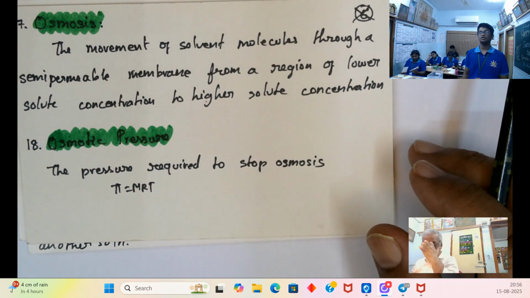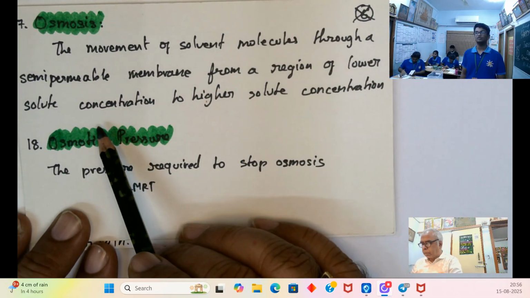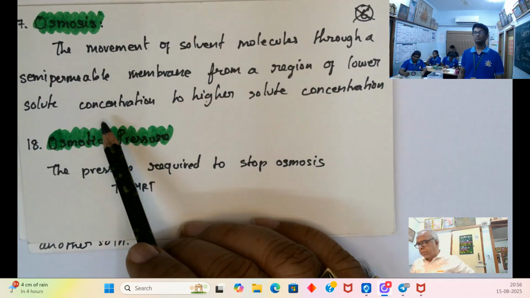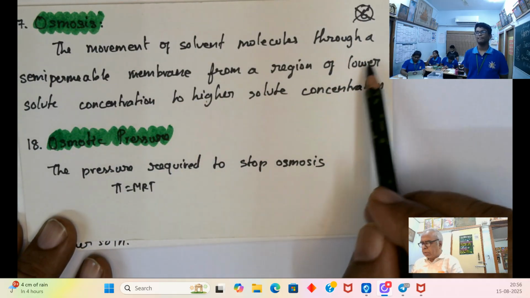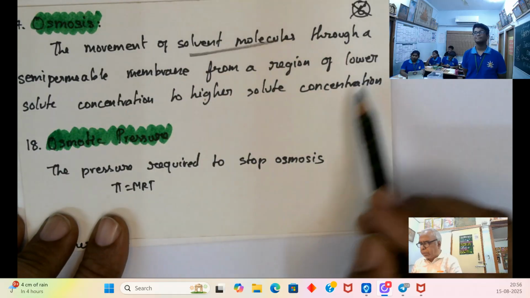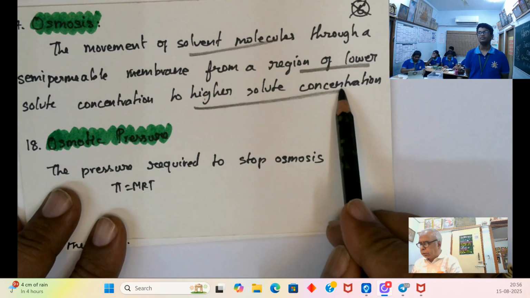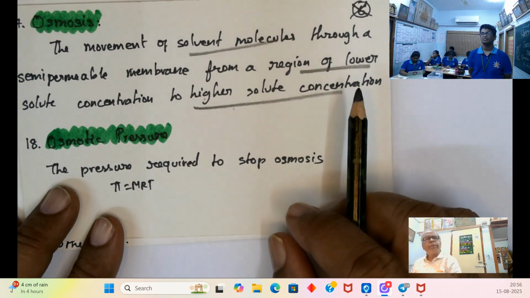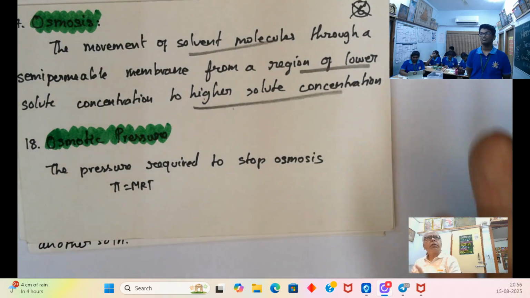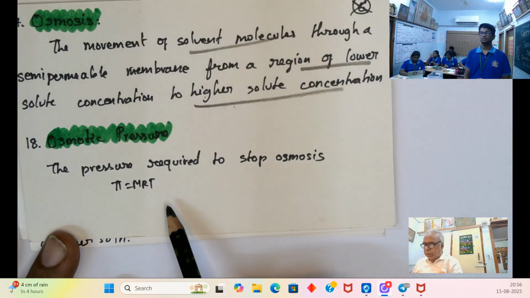Osmosis: the movement of solvent molecules through a semi-permeable membrane from a region of lower solute concentration to higher solute concentration. There is some misconception: solvent molecules will be more in the lower solute concentration, so they move from lower to higher concentration until both concentrations become equal. That should be included.